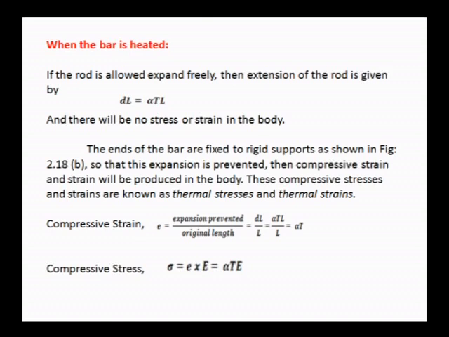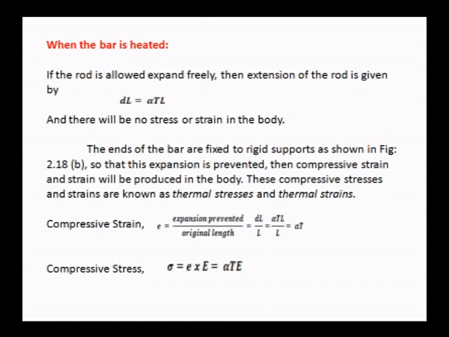While solving problems, this is very important. We have to calculate the thermal stresses, and for that we need the change in length. So change in length is equal to alpha into T into L, where alpha is the coefficient of thermal expansion, and capital T is the difference in temperature. Either it may be a rise or a fall, whatever it may be.